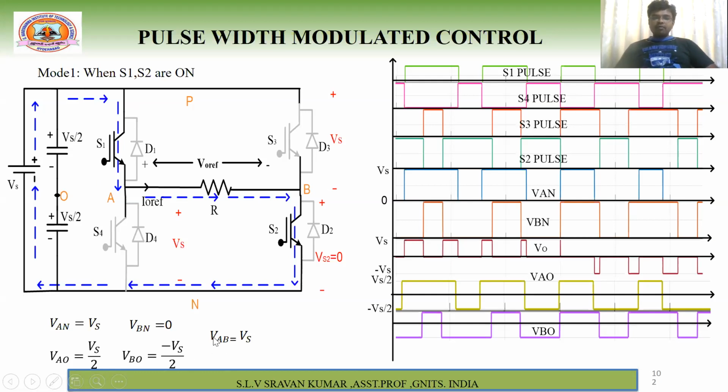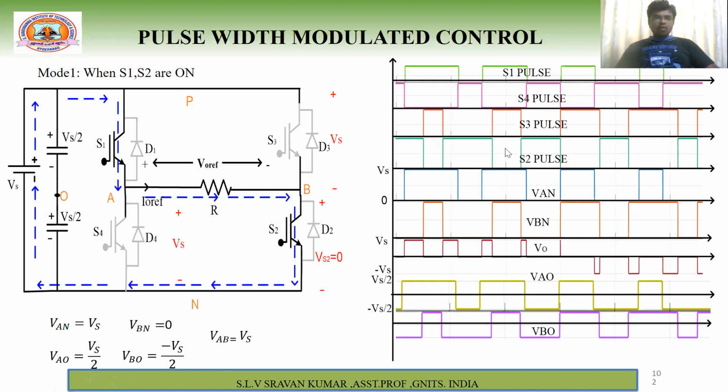So finally, what is VAB? When S1 and S2 are on, you know that VAB is equal to Vs. So many times we have discussed. Otherwise, VAO minus of minus Vs by 2 will give you Vs. Or one more formula also. VAB, how can I write? VAB is equal to VAN minus VBN. So Vs minus 0, which will apply here. VAB is equal to Vs. Understand what I'm saying? Right.